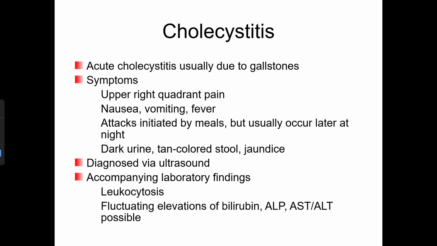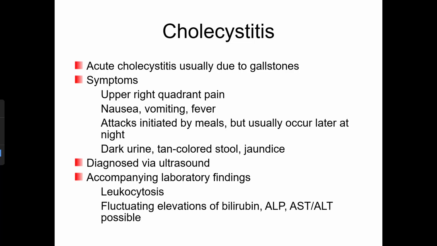Cholecystitis: so acute cholecystitis is usually due to gallstones. Cholecystitis is sudden onset of pain in the gallbladder. So the most common cause of that would be gallstones. Symptoms include right upper quadrant pain, and it is extremely severe pain that usually radiates through to the back.